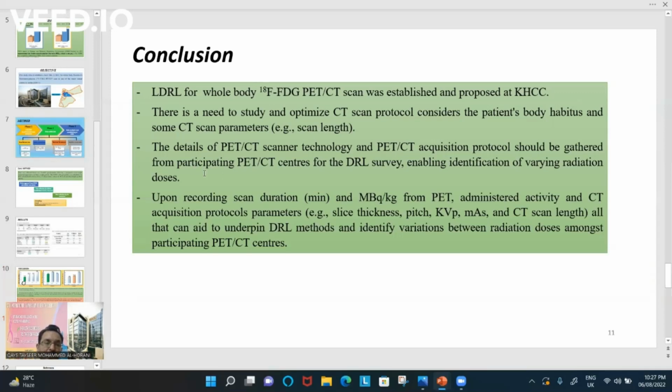And lastly, recording scan duration, for example the megabecquerel per kg, administered activity, and CT acquisition parameters, can all aid in underpinning the DRL methods and defining variation in radiation doses among participating PET-CT centers.